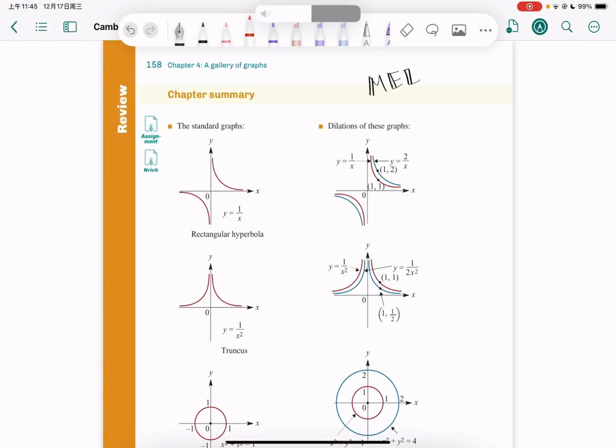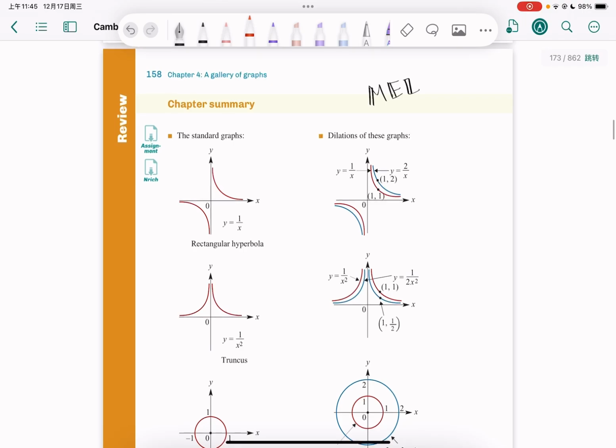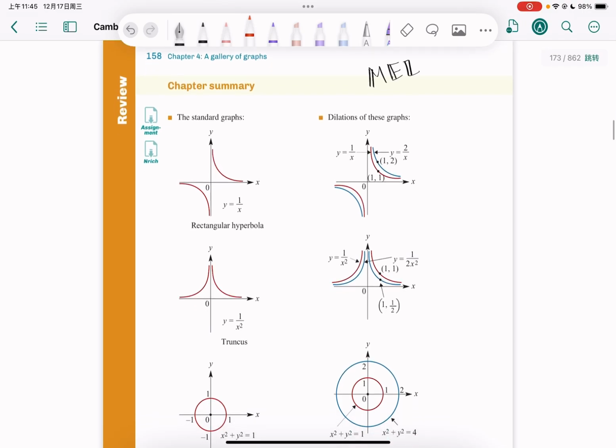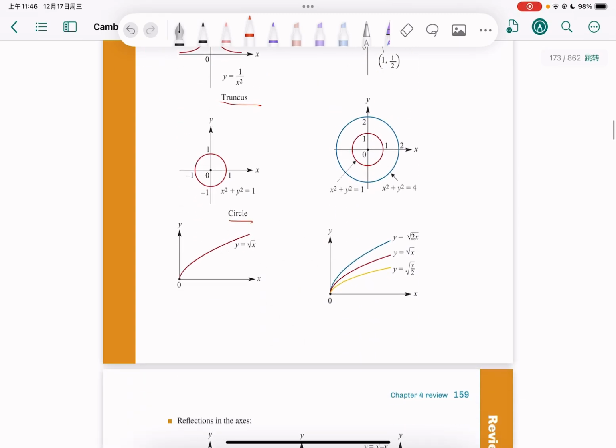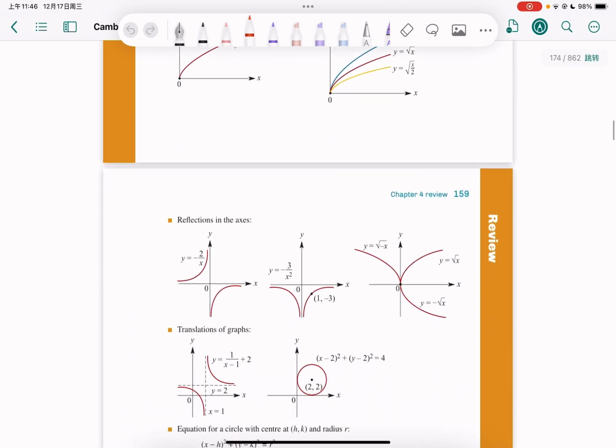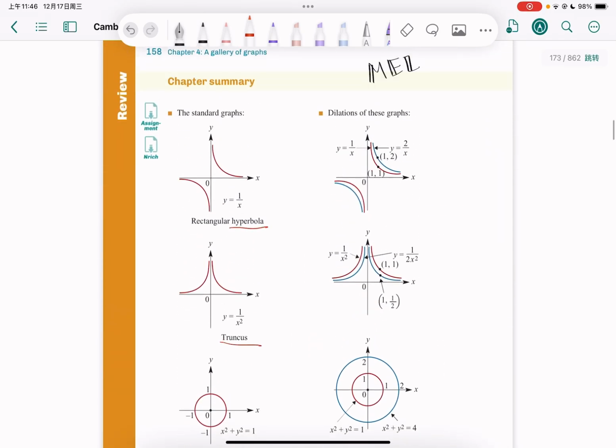Today let's go through chapter 4, a gallery of graphs. So it's all about graphs: hyperbola, truncus, circle, and some reflection, translation, and the equation of the circle. Okay, let's start from the hyperbola.